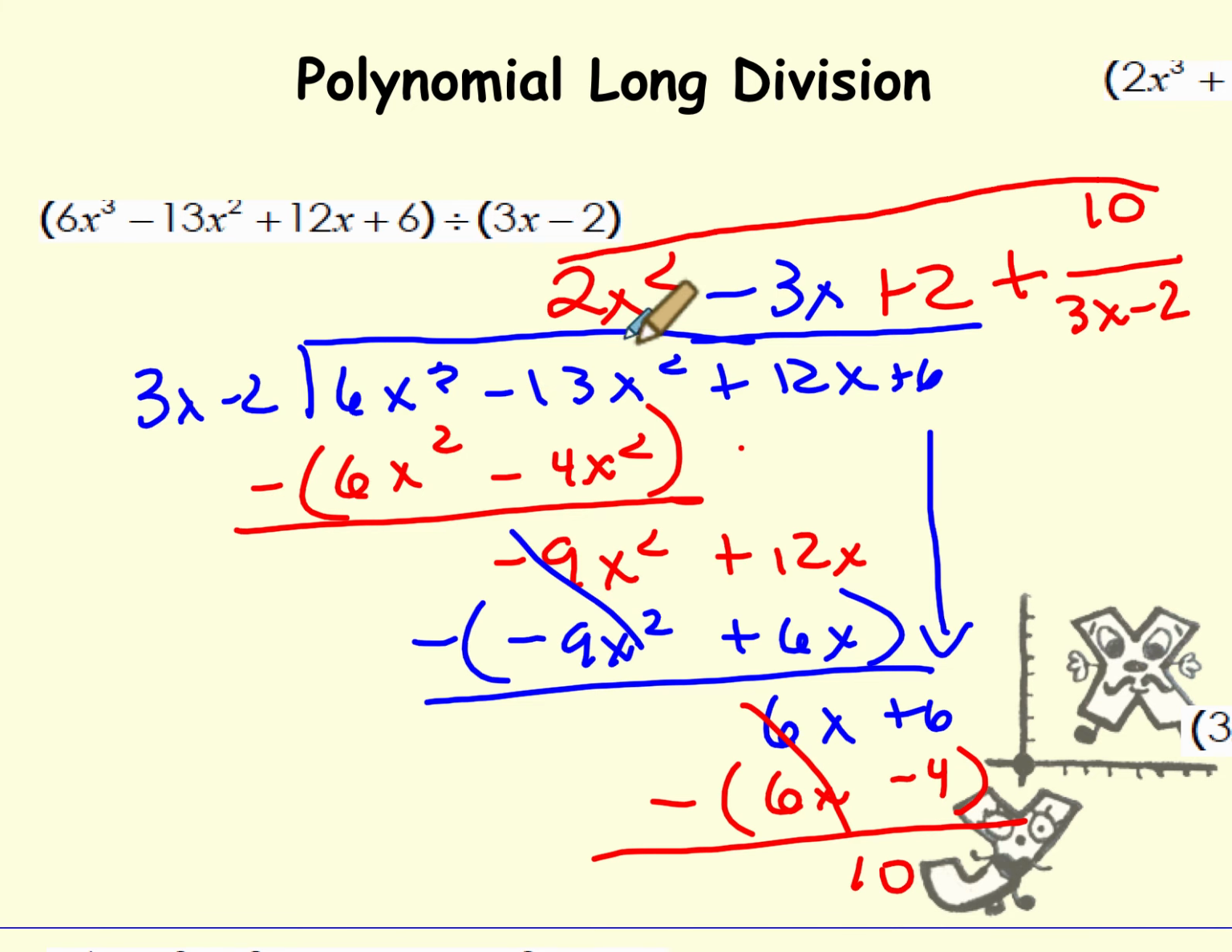And so we see that my quotient is not a polynomial because this term here does not meet the criteria for making it a polynomial. But it is our answer to our long division problem.